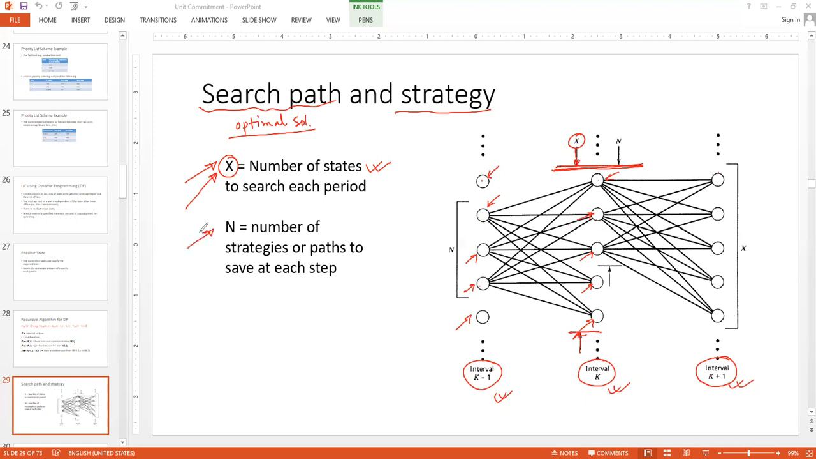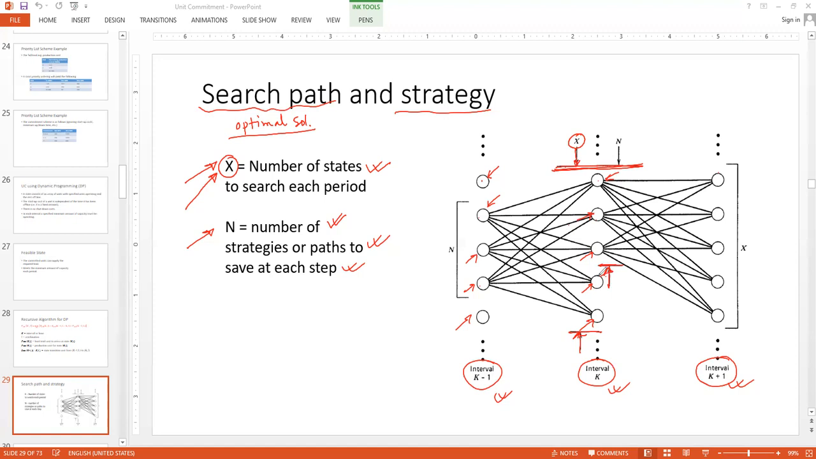What is N? The number of strategies or paths to save at each step. So N can be exactly the same as X. If N and X are the same, then N would also be 5 for this example. N could be something less than X, meaning how many alternate paths for our strategy we are going to store. Okay, so here in this example we are only storing 3, not 5.